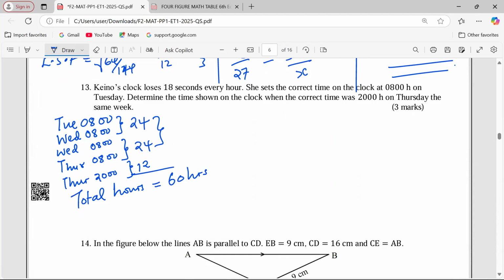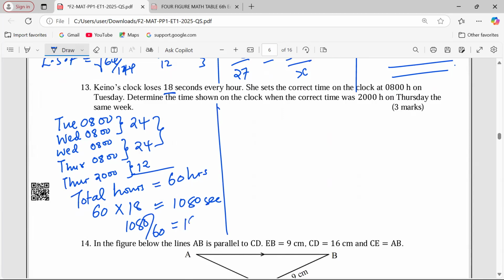So what is the total time lost? In every 1 hour, this clock is losing 18 seconds. So for 60 hours, each hour we are losing 18 seconds. So 60 times 18 gives 1080 seconds. We divide 1080 by 60 to get minutes, and this gives us 18. So by the time it is 2000 hours that day, this clock will have lost a total of 18 minutes.